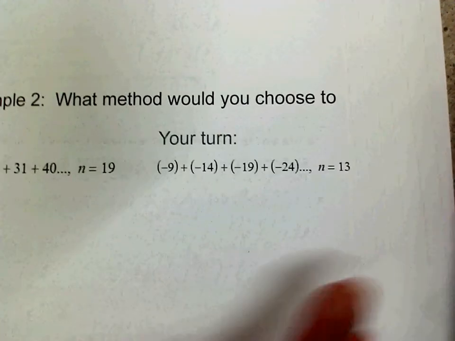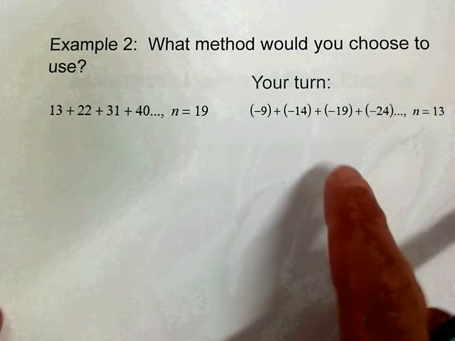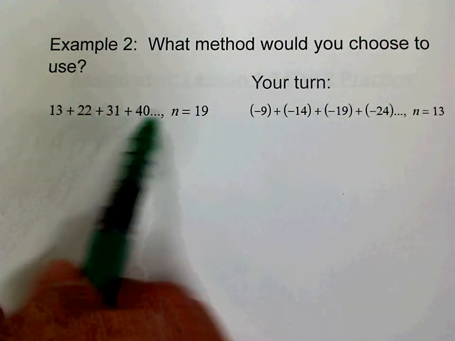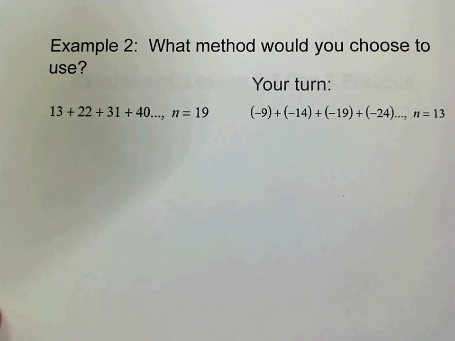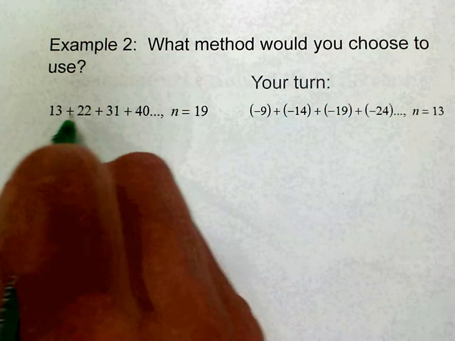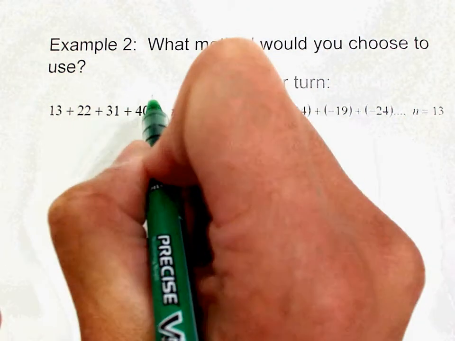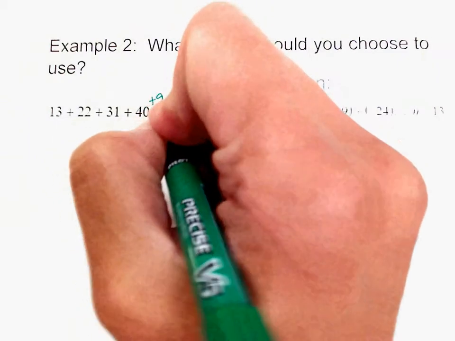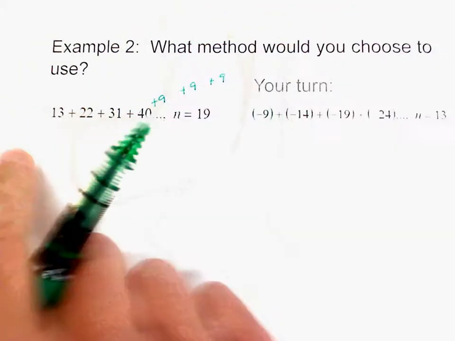Example 2. What method would you choose? Well, let's take a look. You have 1, 2, 3, 4, you know, an n, okay? So if I were to add, I can keep adding. I could have gone, what is this, 9? So I can keep adding 9 if I wanted to until I have the 19th term.